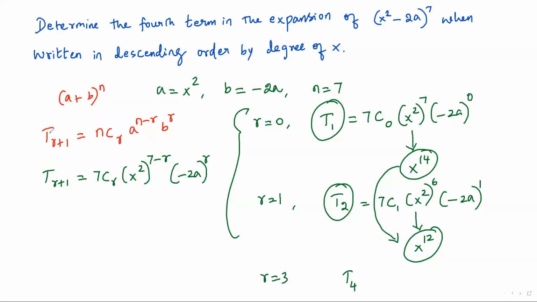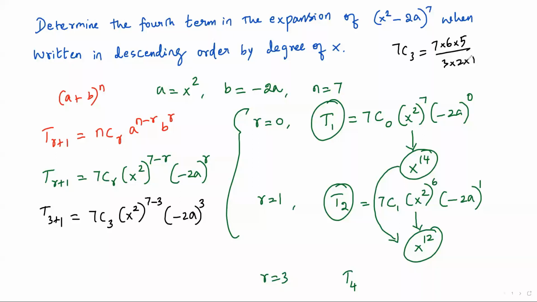Okay, let's plug in r is equal to 3. Then I'll be getting 3 plus 1, that is T4 equals 7C3 (x²)⁷⁻³ (−2a)³. So let's evaluate the value of 7C3 separately. 7C3 is equal to 7 × 6 × 5 over 3 × 2 × 1. So 3 times 2 is 6, 6 will cancel out, we get 35. So the value of 7C3 is 35 times (x²)⁴.